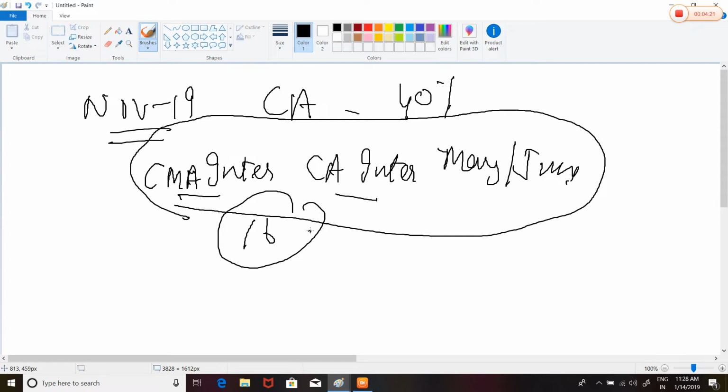Don't go for both courses, because there is a high chance that the dates might clash. CMA intermediate shall be starting nearly from 10th of June. These are my predictions as per the previous date sheets, nearly 10th of June. And CA inter exams shall be conducted in those days. So please give only one course that time. Okay, now let's start with our lecture.